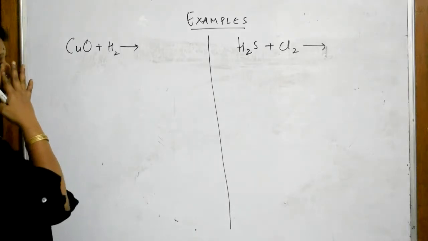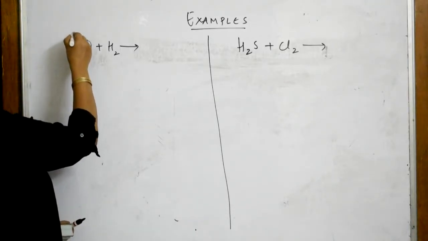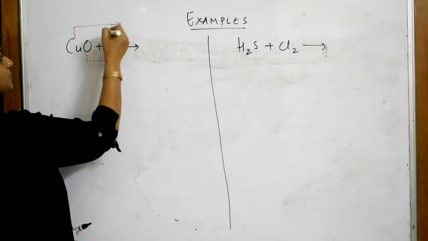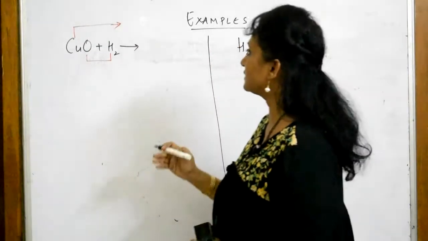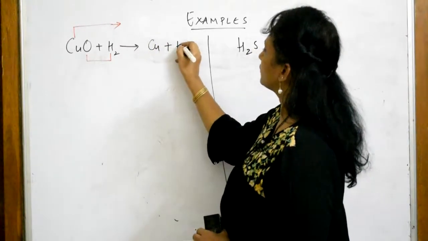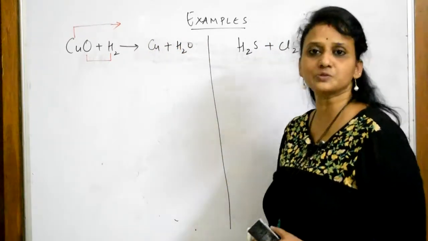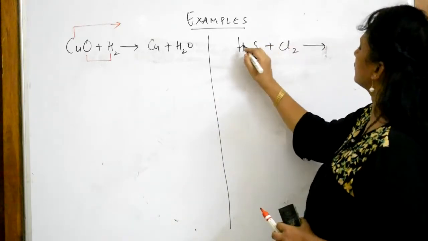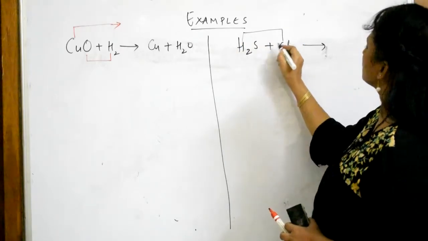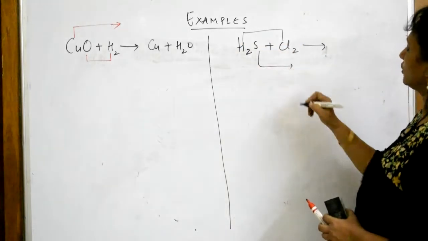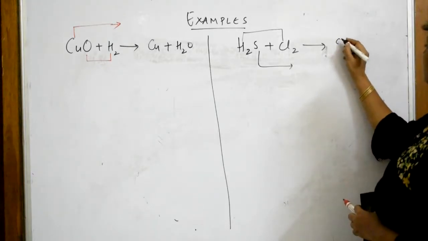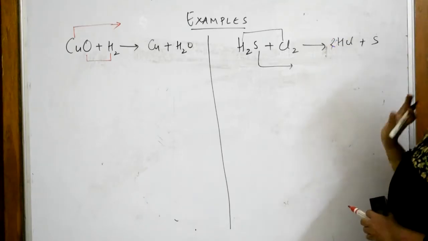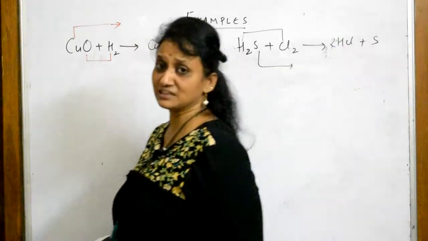Now this is the reaction given to us. Here, hydrogen combines with oxygen and copper is released out. So copper comes out, and hydrogen with oxygen forms water. In the other compound, hydrogen combines with chlorine and sulfur is out. So what product do I get? I get HCl plus sulfur, so 2HCl. I'm not balancing it; here we are learning the concept.